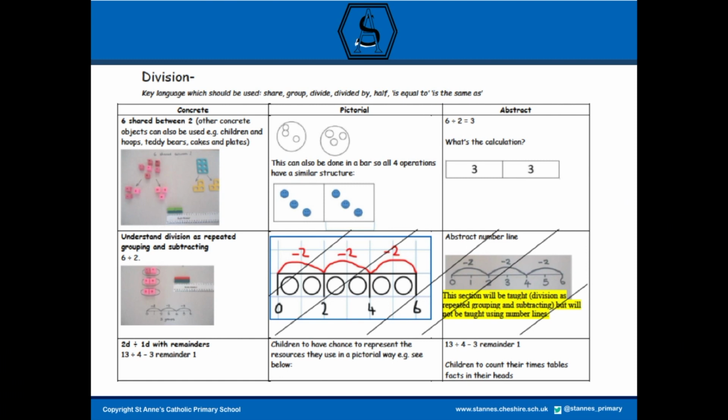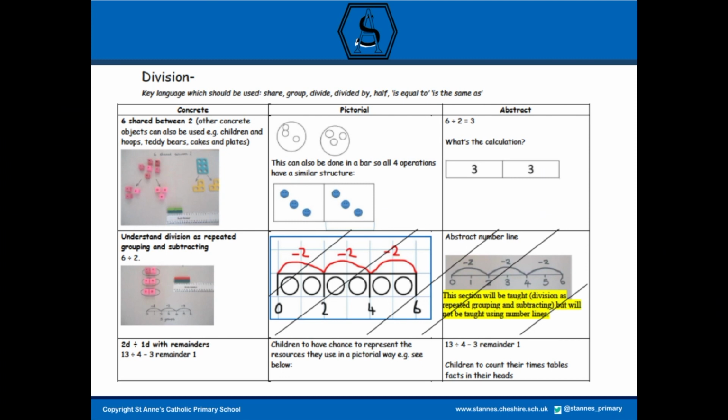The concrete for our first learning objective here is sharing in division. So as you can see, we have 6 shared between 2. We have 6 multi-link cubes, and then it's shared one at a time into 2 groups. That's how we begin teaching division right from reception.